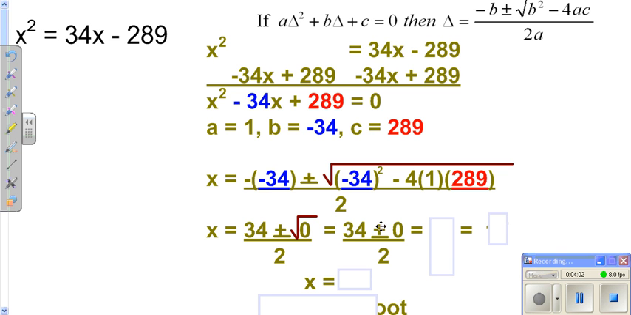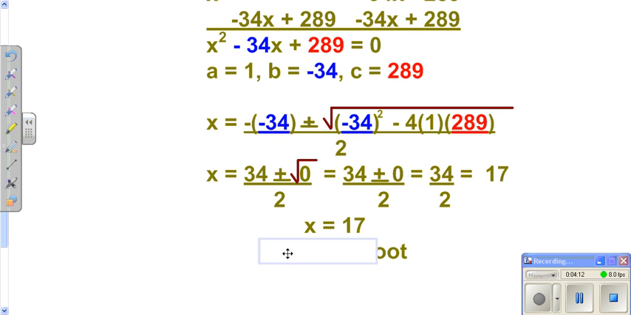You also know if you add or subtract 0, it doesn't change it, so it's just 34 over 2, which is just 17. So in this case, we only get one answer, and it happens to be just one rational root. And that happens when your square root is 0.